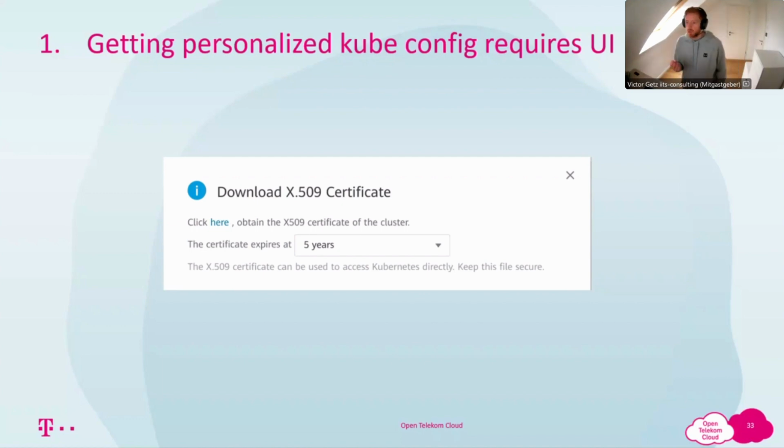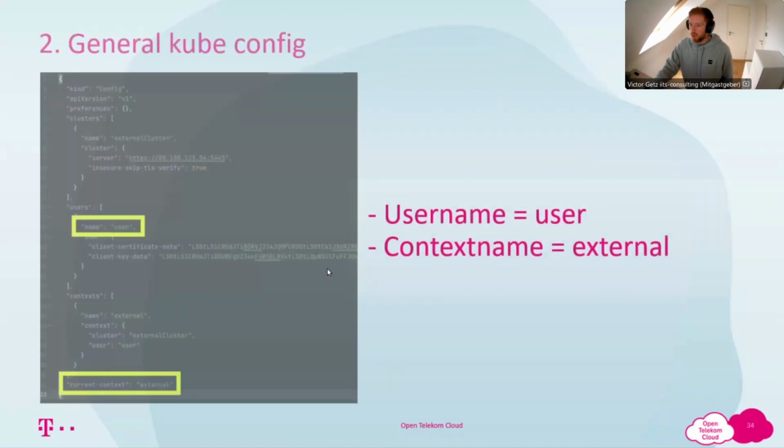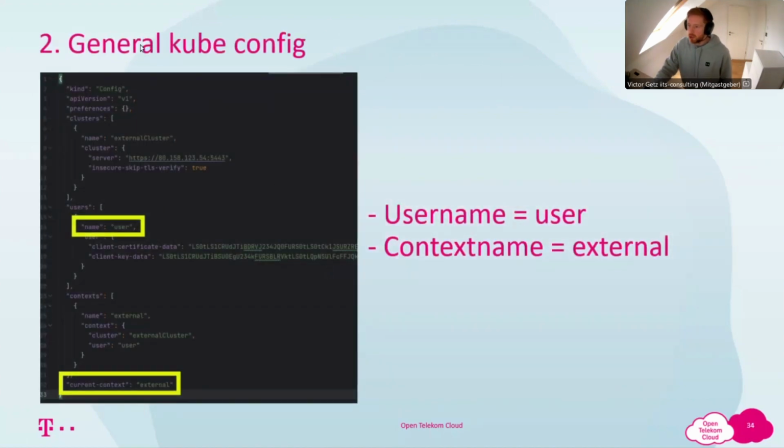So basically, to get a personalized kubeconfig based on your role-based access, you need to go to the UI and you need to download it. And so you need to click here and make multiple clicks and log in to get your Kubernetes config, which is very annoying. And also, you get a very general kubeconfig.